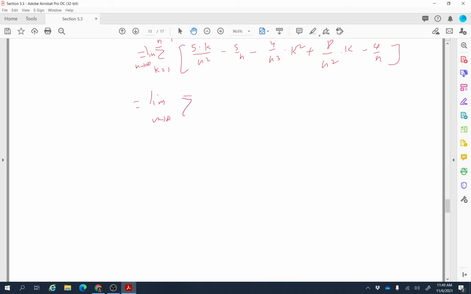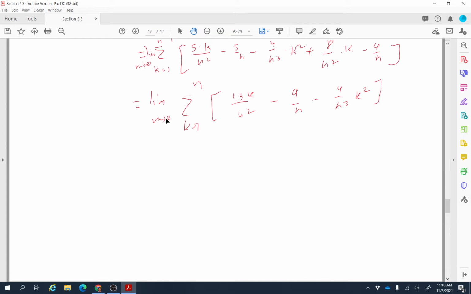If you combine the like terms here, you'll be able to see the first term and the second term from the last are the same, they are like terms. So 5k over n squared and 8k over n squared will eventually give us 13k over n squared. We can combine negative 5 over n and negative 4 over n, which is negative 9 over n, right? And then after that there is a leftover, which is negative 4 over n cubed k squared.